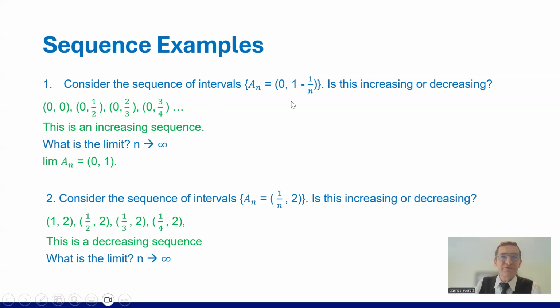This one, on the other hand, you can see the numbers increasing, and because it's starting from 0, the length of the interval is also increasing. So that's an increasing sequence. Whereas this one, the sequence is decreasing, but the length of the interval actually increases. So decreasing sequence, what is the limit? Well, the limit is obviously zero, because as n goes to infinity, 1 over infinity becomes zero.